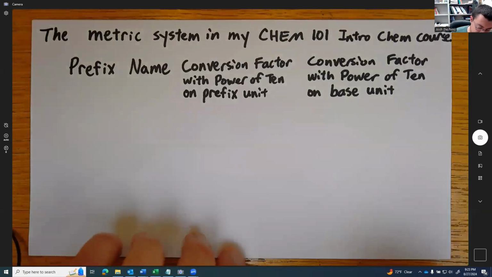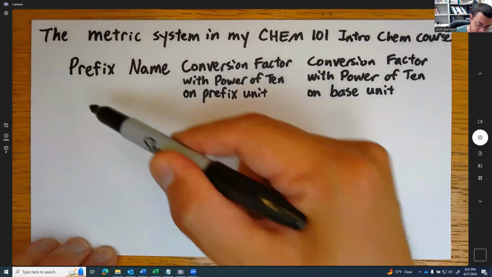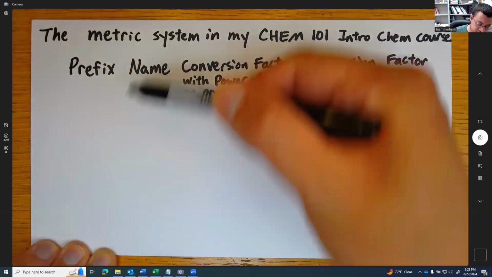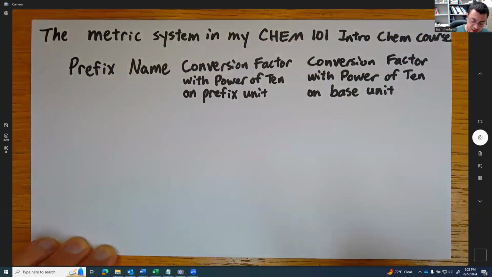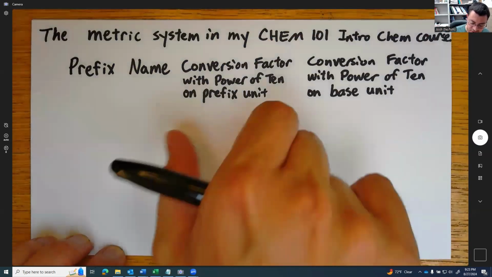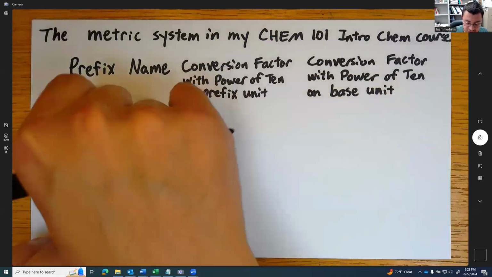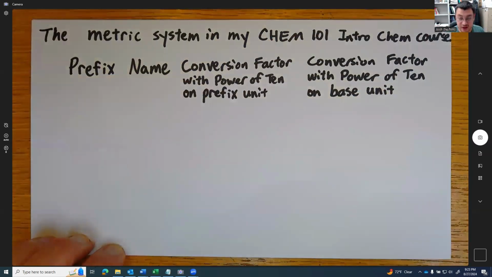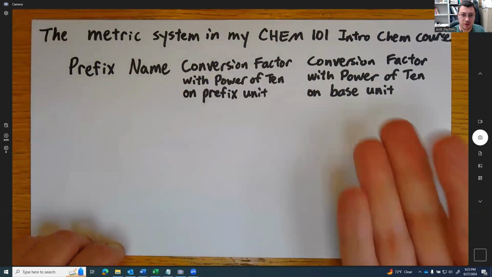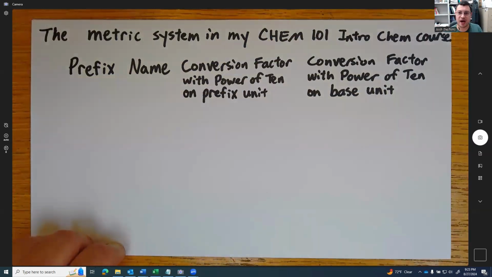All right, so we're gonna go in this order. I'm gonna write out the names of the prefixes, and then I'm gonna show 2 different conversion factors for each prefix, 2 different ways to convert between units. Both are okay, both are good. It's just going to be a matter of your preference. The mathematical equivalence is identical. It's the same. All right, let's do it.